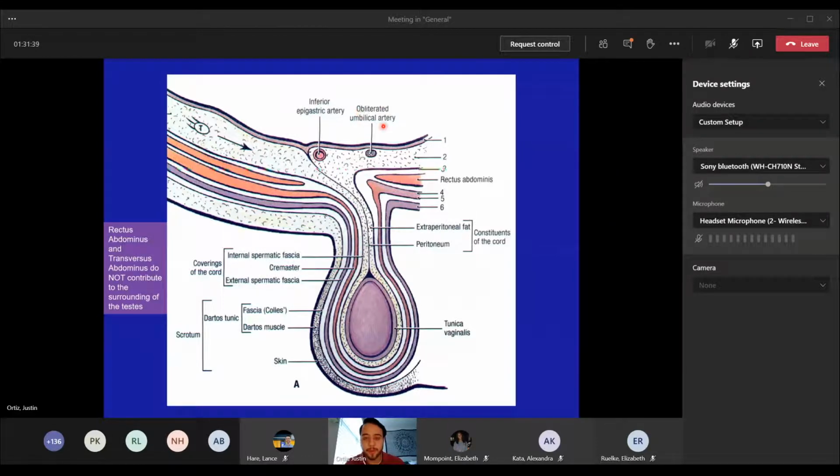Okay, and this is going to be your obliterated umbilical artery. Which fold is this going to be? Medial. Yeah, so the medial fold, right? So really good. This would be your inferior epigastric artery, so this would be a lateral fold, and you can't see the median fold, right?